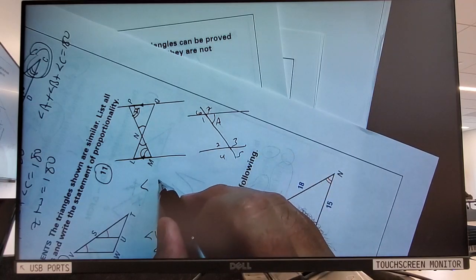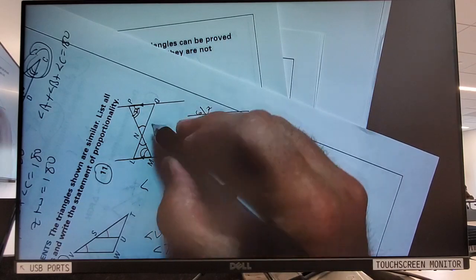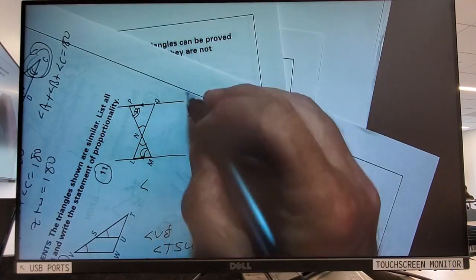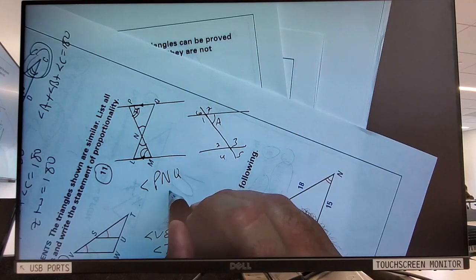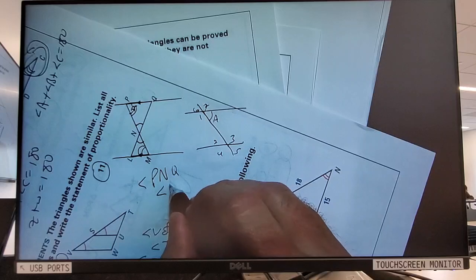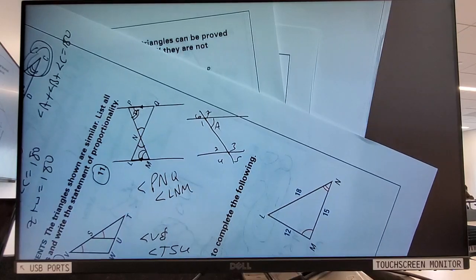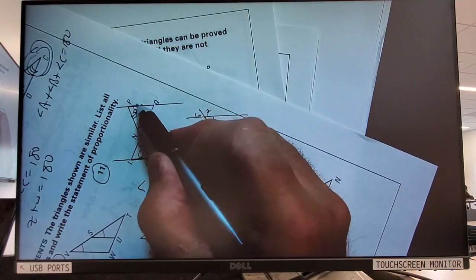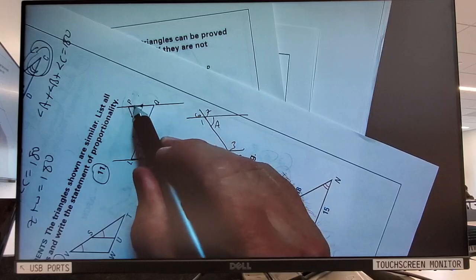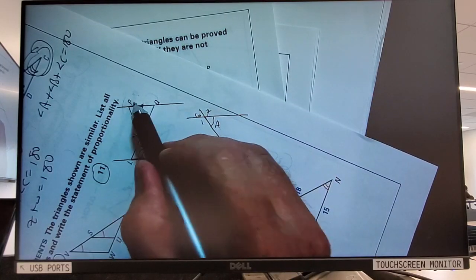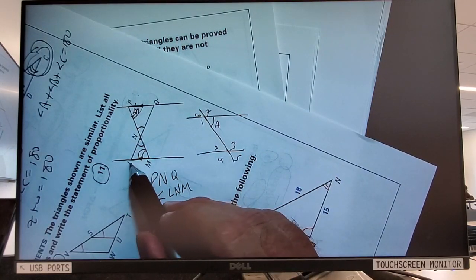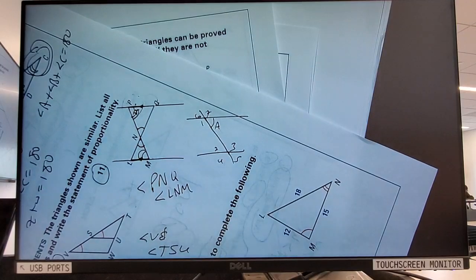Say it again. I love it. So like angle PNQ is congruent to angle LNM. Is that cool? And then of course, what's this angle here? Well, it's P, right? QPN is congruent to LMN, and so forth.